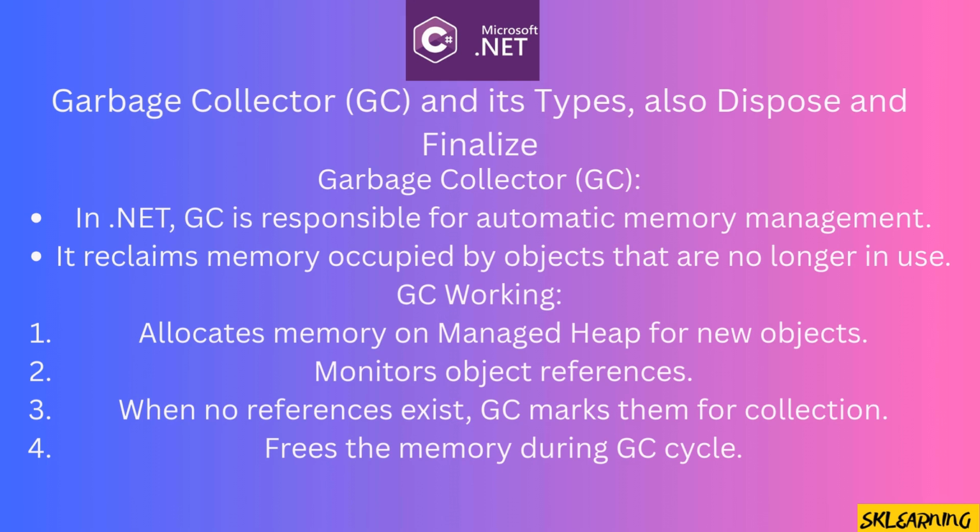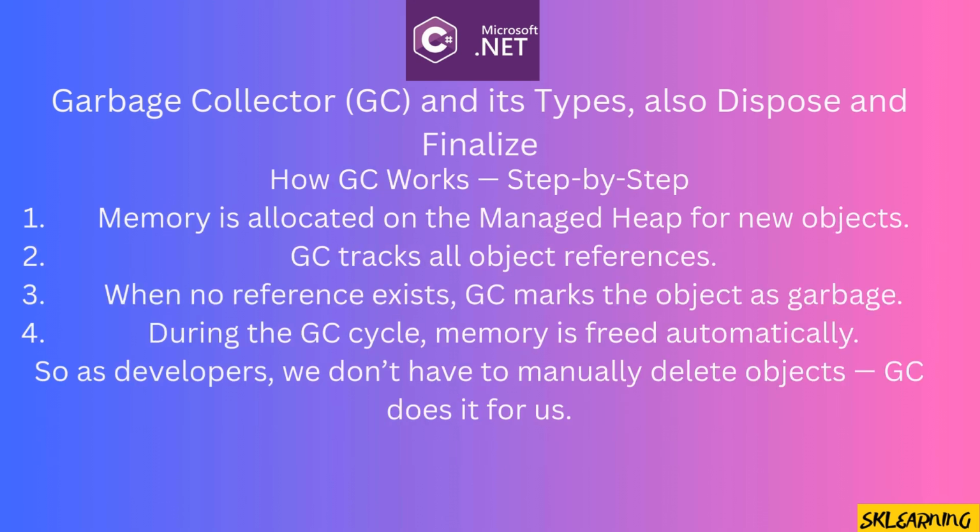GC. In .NET, garbage collector or GC is responsible for automatic memory management. Whenever we create an object, memory is allocated on the managed heap. The garbage collector continuously monitors which objects are still in use and which are no longer referenced. When an object is no longer needed, GC marks it for cleanup and reclaims the memory during the collection cycle. This helps prevent memory leaks and improves application performance.